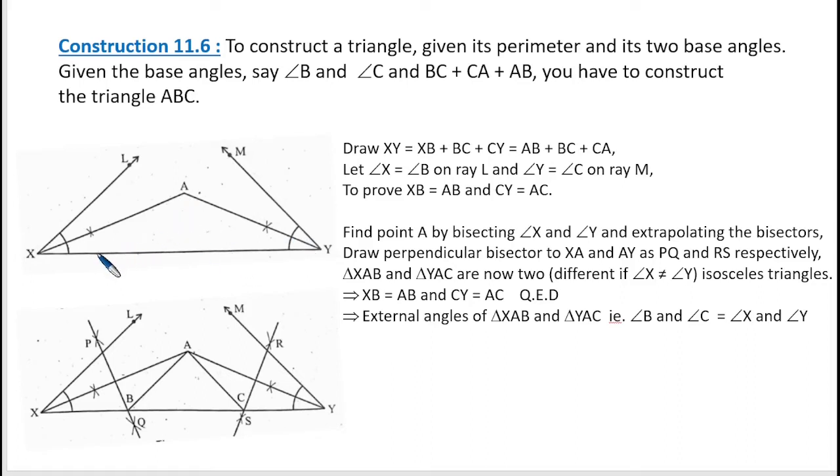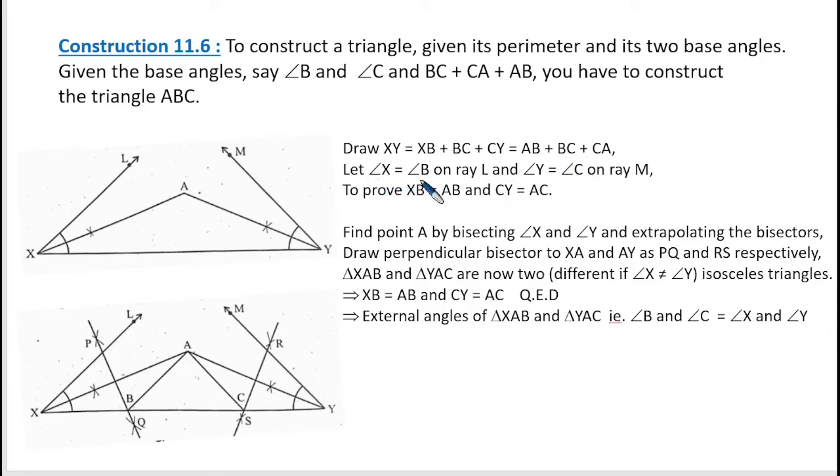So how do you go about doing it? From point X you draw one ray, and from Y also you draw one ray. Somewhere here will be B, and somewhere here will be C. So this angle I take as equal to B, and this angle I take as equal to C. This B can be equal to C or can be different also. So draw XY equal to XB plus BC plus CY, the three parts which I will later call AB plus BC plus CA.